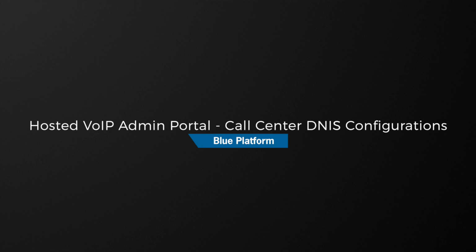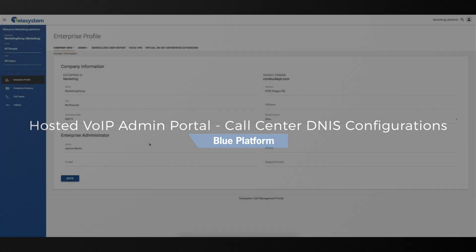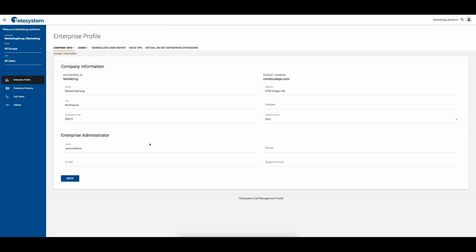In this video, we will show you how to manage the DNIS configurations for your call center using the VoIP phone system admin portal. The DNIS, or Dialed Number Identification Service, configurations allow you to determine what will show on your agent's phones when they are presented with a call from the queue, change the way calls may be escalated within the queue, and allow you to assign multiple inbound numbers for one call center.